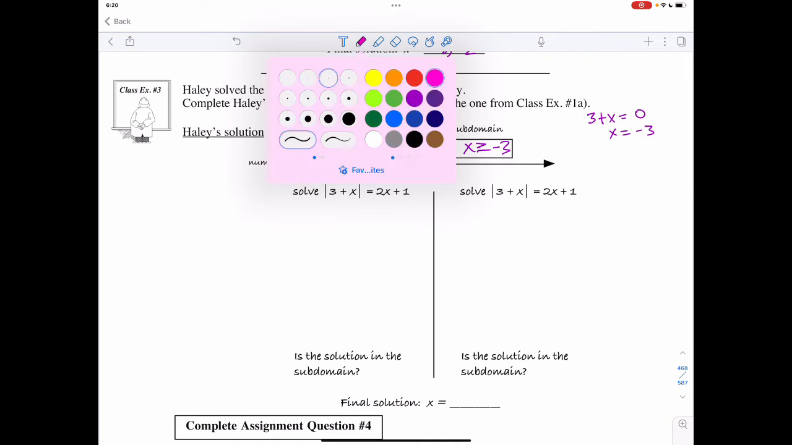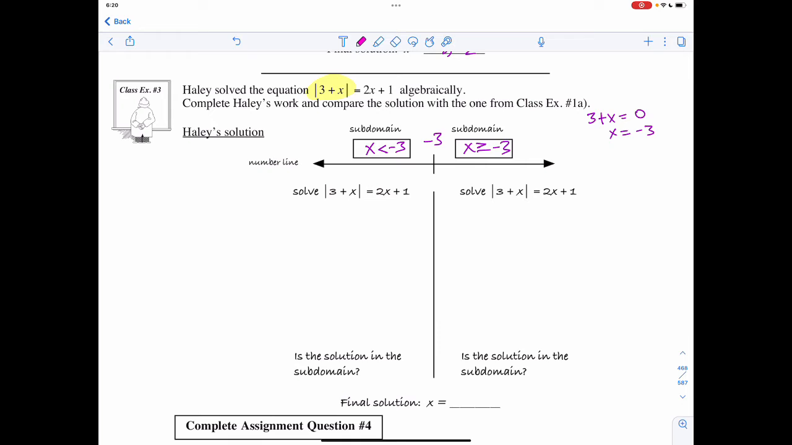Based on my piecewise, I know that when x is less than negative 3, it's going to be the negative version. Negative of 3 plus x is equal to 2x plus 1. When it is greater than negative 3, it's going to be the positive version. Positive 3 plus x is equal to 2x plus 1. And I'm going to solve both of these.